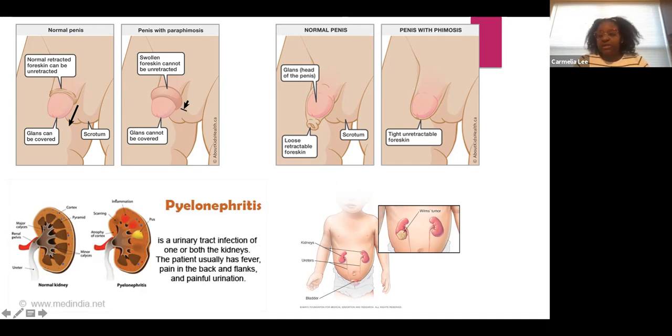The bottom is nice because it shows what your normal kidney structure looks like versus one that is infected with pyelonephritis. You have an inflamed kidney. You have purulent discharge inside the kidney. The kidney can potentially even be scarred and impact the function of the kidney. So again, this is an emergent situation that can get treated with antibiotics, sometimes IV antibiotics and IV fluids, and monitoring for these children in an inpatient setting. And the last picture is what a Wilms tumor basically looks like on the kidney.